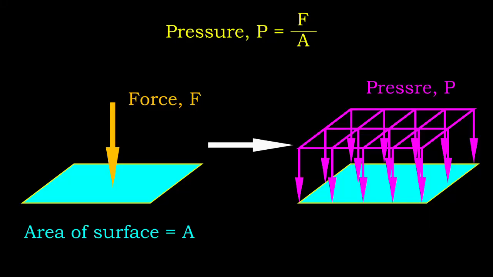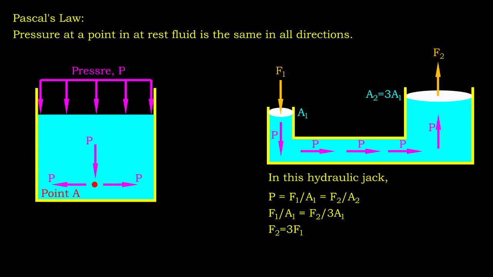Pressure is defined as the distribution of force over a unit area of the surface where it is acting on. The unit of pressure is Pascal, which is equivalent to a Newton of force per meter squared. Pascal's law explicitly states that the pressure at one point in an at-rest fluid is the same in all directions.